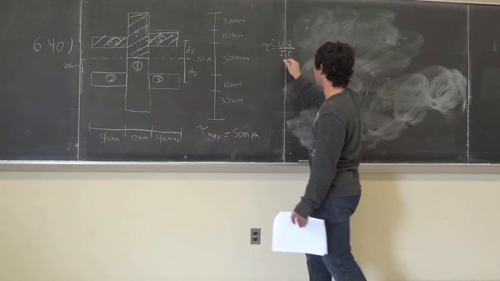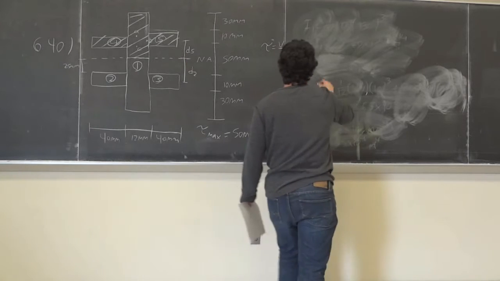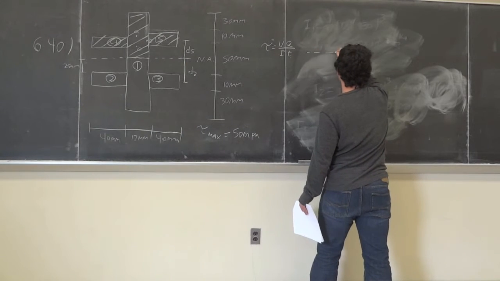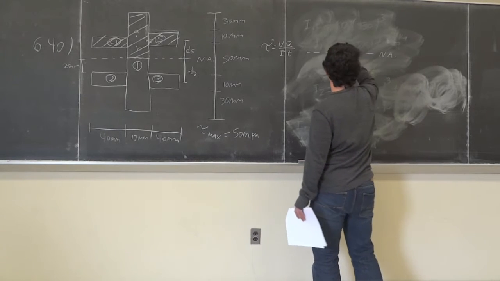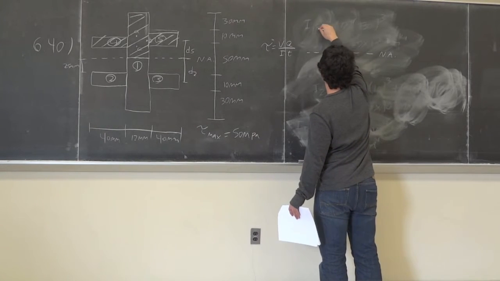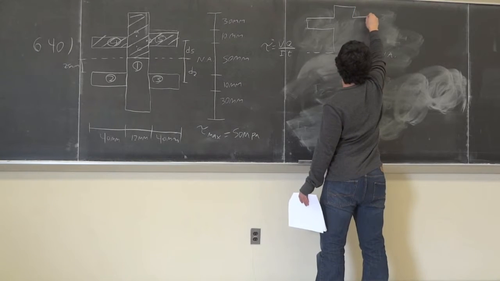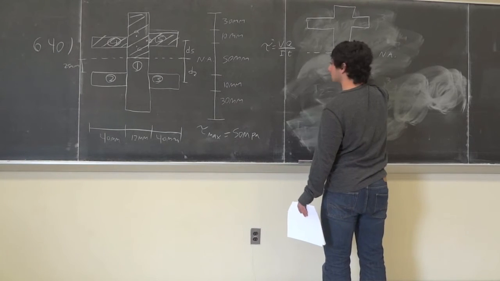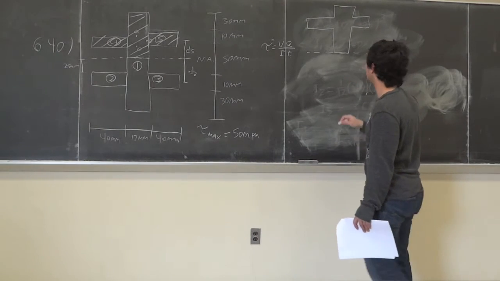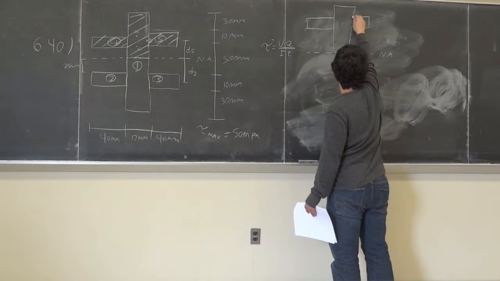Okay, so we found I. We know T. T is going to be 12 in this case. So let's draw this. Okay, we have the neutral axis, right? And then we have this shape over here. All right, so we could break this up again into 3 pieces.